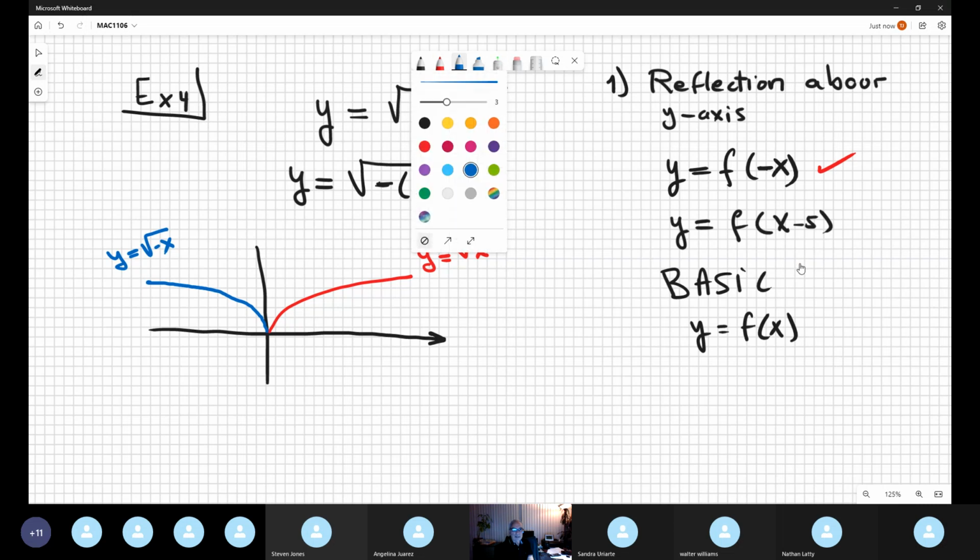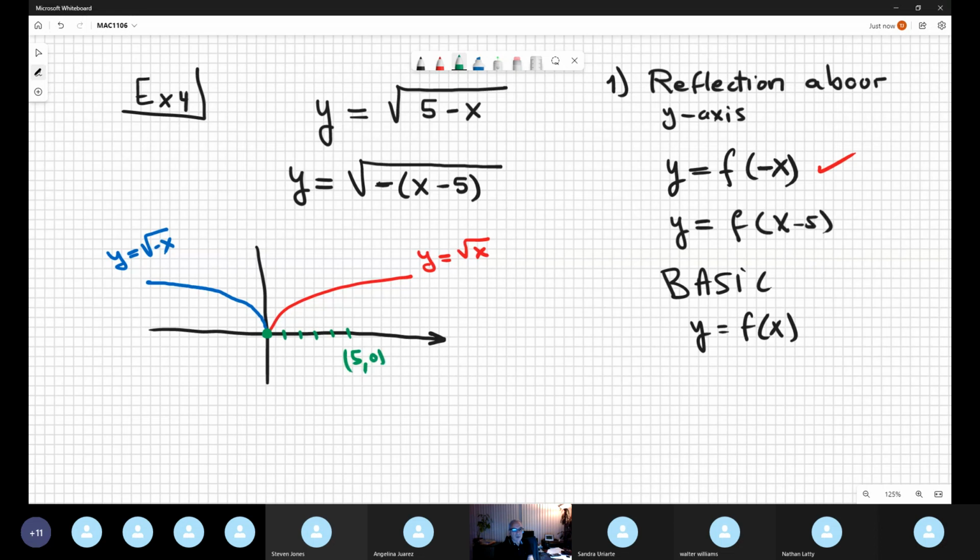Now using another color, maybe green, I am doing the last case, 5 units to the right. At that point, 0 is 1, 2, 3, 4, 5. This is the point 5, 0. And my new graph looks like that. Okay. So we have two transformations. The original is the red one. The second is the reflection with respect to the y-axis. And the third is the horizontal shift 5 units to the right. Clear? Yes or no?